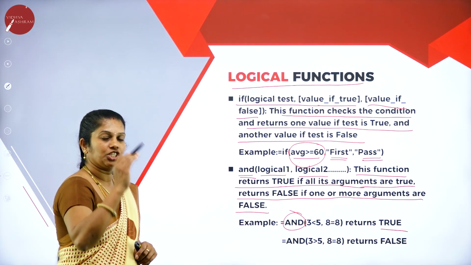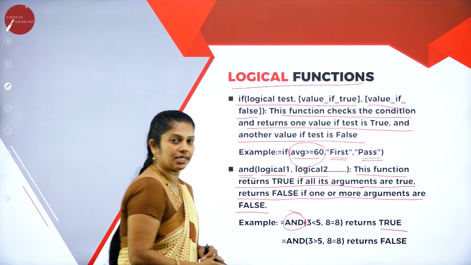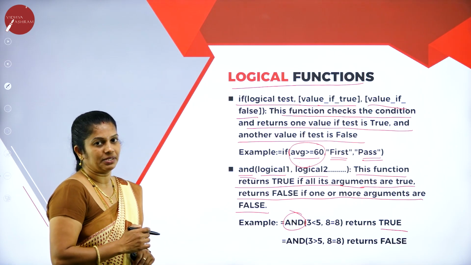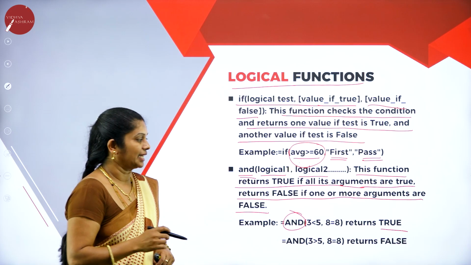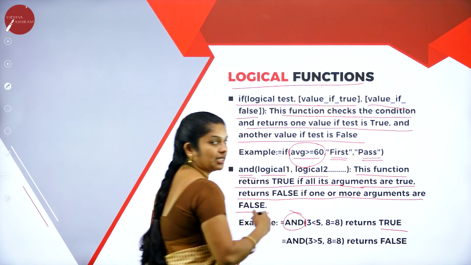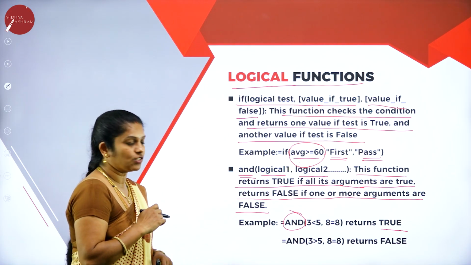Both the conditions have to be satisfied, whereas here 2 conditions are there. That's why 2 conditions have to be satisfied. If you have multiple conditions, all of them have to be satisfied, then only it will display true. Otherwise it will display false.